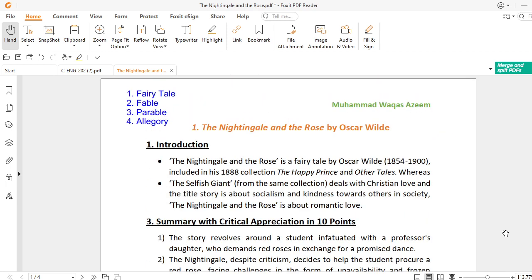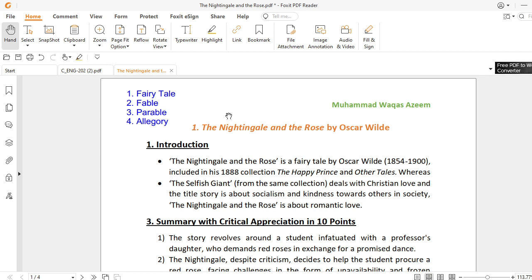So right now we should move on to the story, The Nightingale and the Rose. I have written four terms: one is fairy tale, the second is fable, then parable, and allegory. I have written them because these terms are related to the present story. Fairy tales, in Urdu you say परियों की कहानियाँ, are meant mostly for children, and they have magical and supernatural elements.